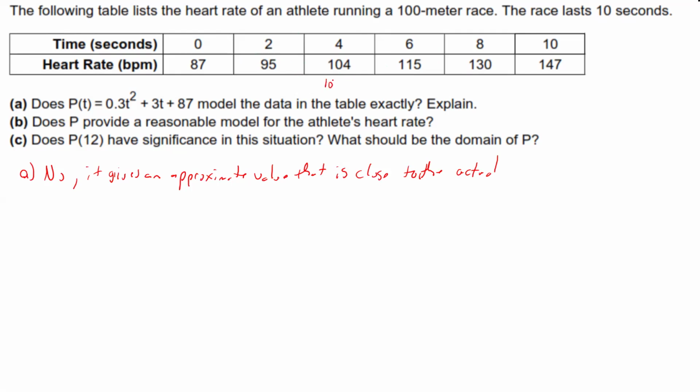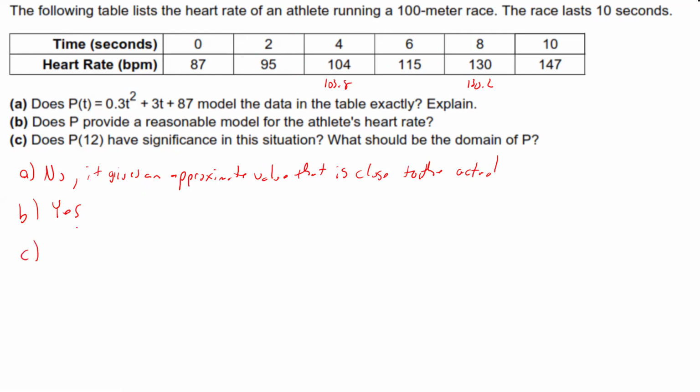So that's not exact. Now for B, does it provide a reasonable model for the athlete's heart rate? Yes, I'll agree to that one. For the same reason, because on A, I said it gives us an approximate value, but it doesn't give us exact, so it does give us a reasonable model.